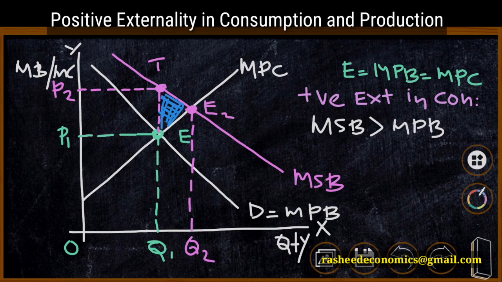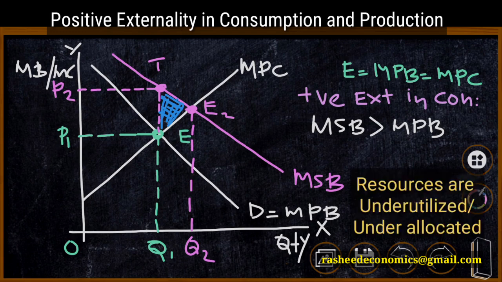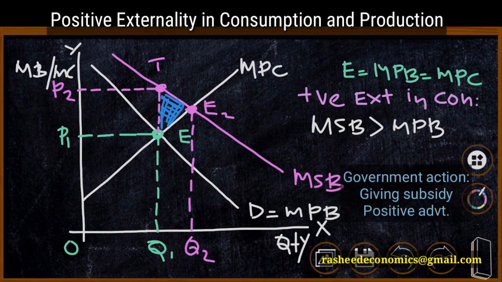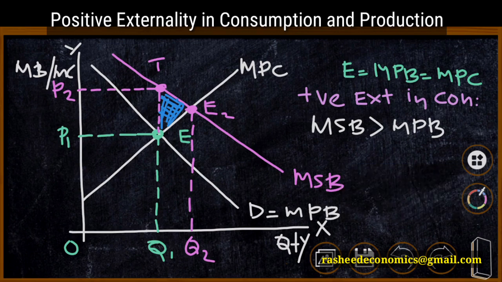There is a potential welfare gain. Here resources are under allocated, underutilized. This market failure can be corrected through government intervention. Government can give a subsidy or positive advertisement can be given. Government can provide facilities to the public freely. That is, government interference is essential to reach the socially optimum point.